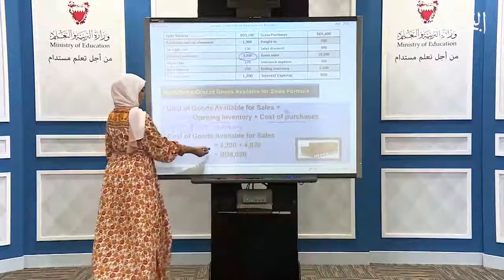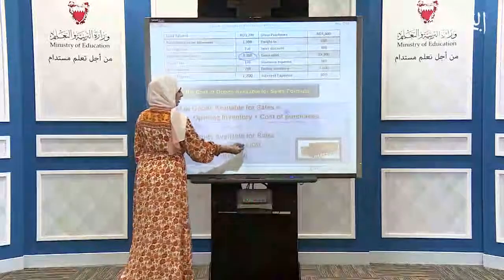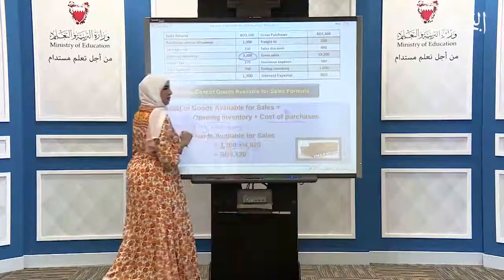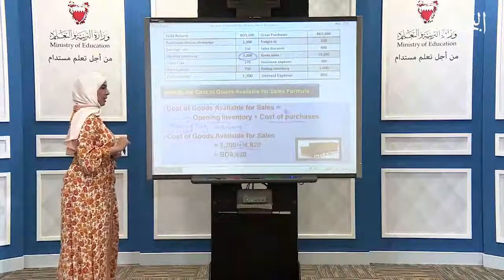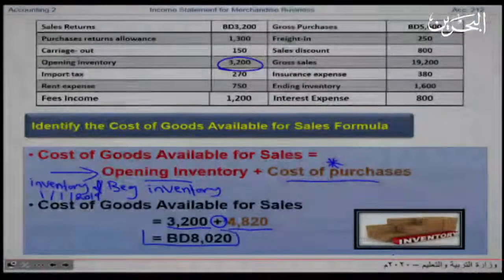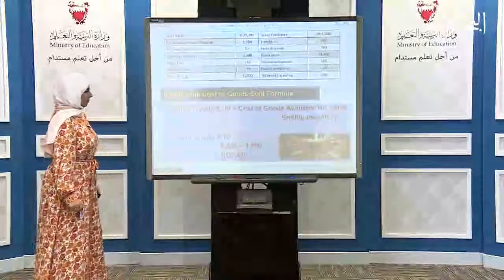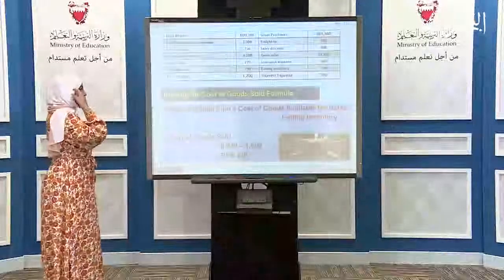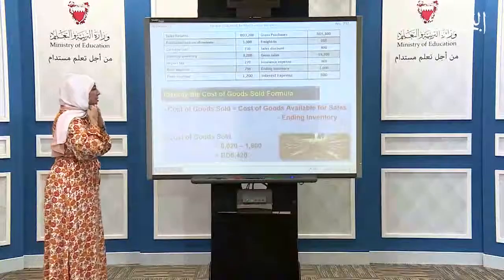So I will use the 3,200, add it to 4,820, the cost of purchase, which I find in the previous slide, and I will get the cost of goods available for sale for Abdullah Company, and it will be 8,020. By that, I will shift to the part of the cost of goods sold.